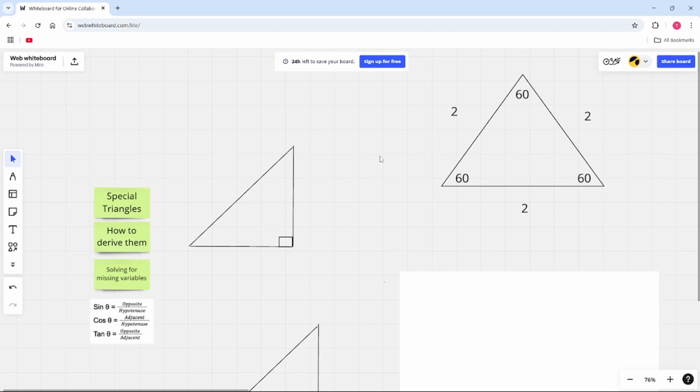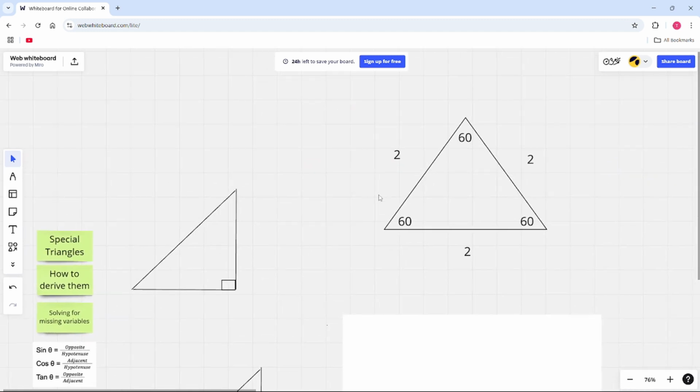Now, where do these special triangles come from? Well, the first case, let's take a look at this equilateral. As we know, an equilateral triangle is where all of the angles and the side lengths are the same value. In this case, all of the side lengths are equal to 2. All of the angles are equal to 60 degrees.